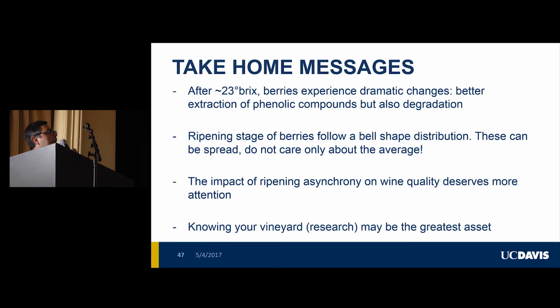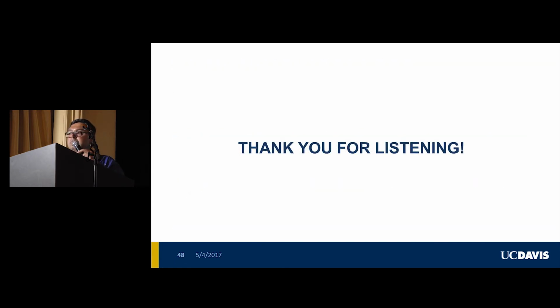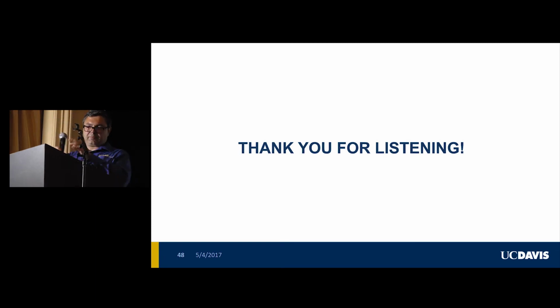So, my soapbox: after veraison, berries experience dramatic changes, better extraction of phenolic compounds, but also we get into a degradation of these compounds. The ripening stage of berries follows a bell-shaped distribution. These can be spread, so I do not necessarily care about the average. The impact of ripening asynchrony on wine quality deserves more attention. More detailed studies are needed on this. And knowing your vineyards, your own research, or an impartial party may be the greatest asset to solve some of these problems. So with that, I'll quit. Thank you.